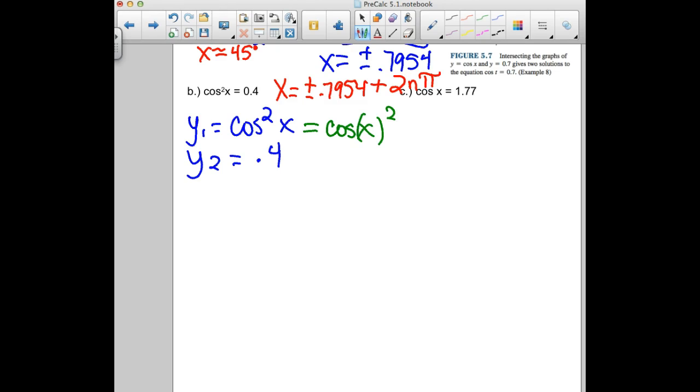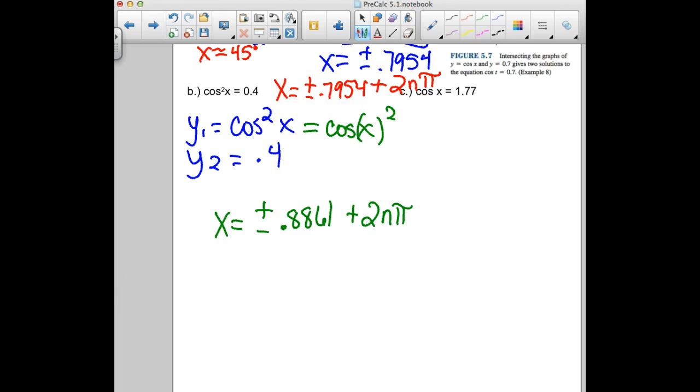All right, so go ahead and graph it. Again, be in radian mode. And we are looking for that intersection again. So we should get two values, a positive and a negative 0.8861. And then again, if we continue to add 2n pi to it, we keep going around in either direction.